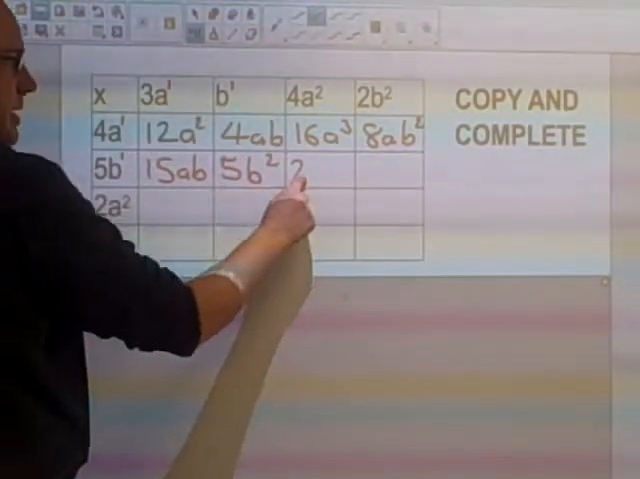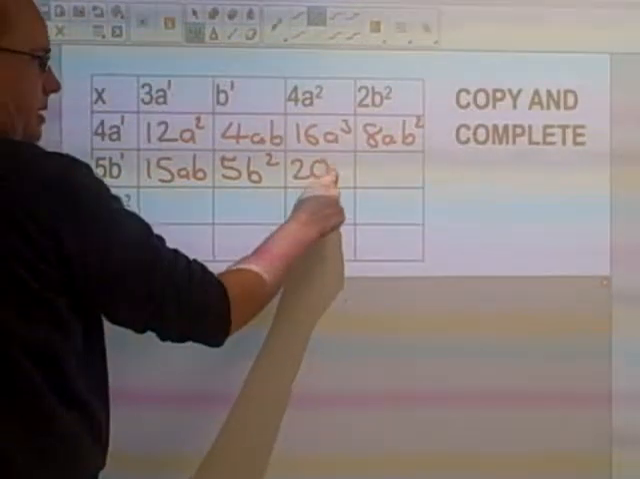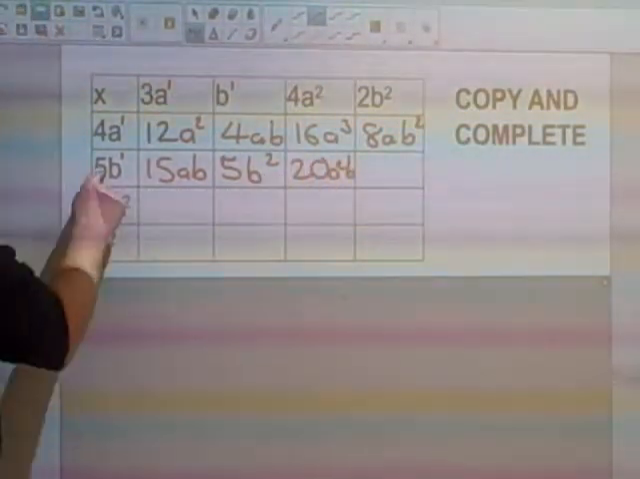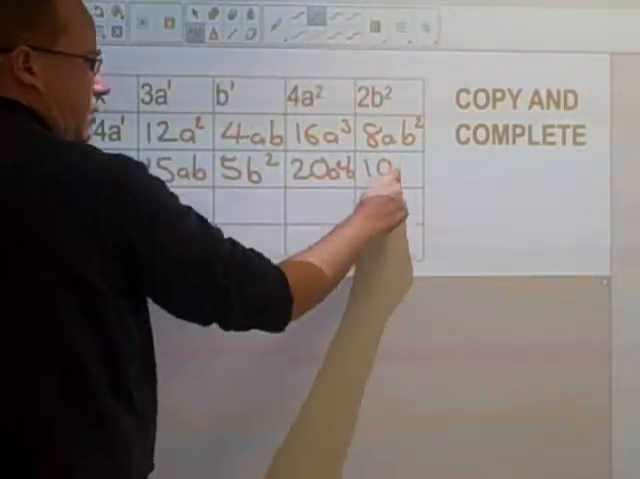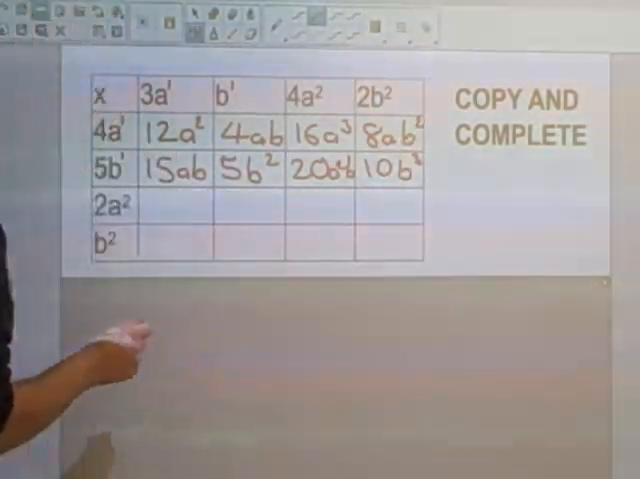5 times 4 is 20. B and a squared, put them in alphabetical order. 5 times 2 is 10. B and b squared, same letter, so add the exponents. 1 plus 2 is 3.